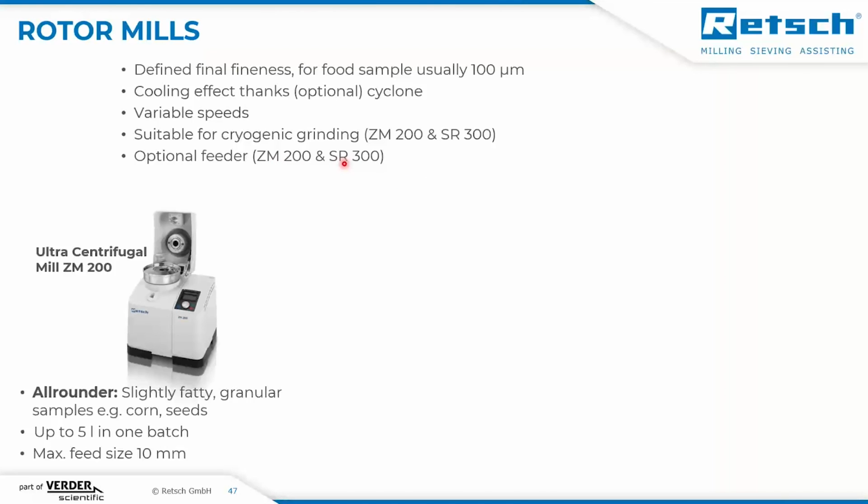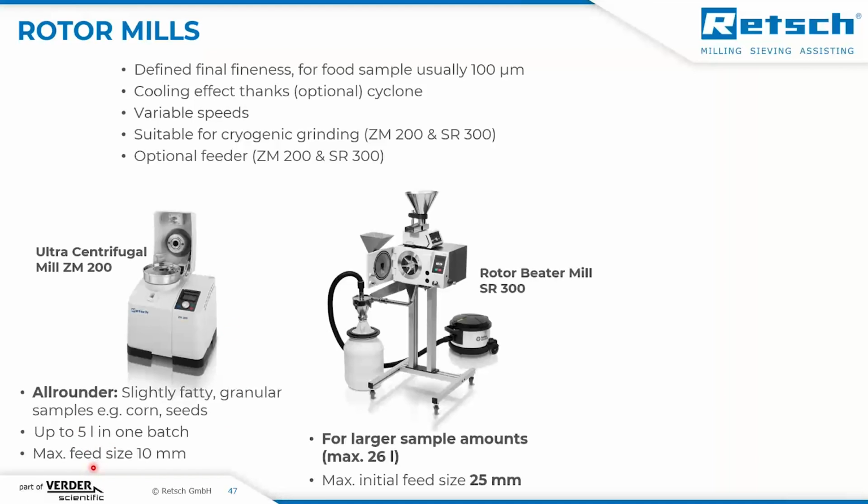The ZM200 is the ultracentrifugal mill here. It's kind of an all-rounder for sample preparation, and for food, it's used for slightly fatty granular samples, corn seeds, sugar like that. Fresh tomato or some fresh vegetables is maybe not the best idea to put in. This will be only awful, a smashed sample, not homogeneous, and the cleaning effort will not be nice. So it must be granular samples like corn or seeds. Up to 5 liter in one batch, and maximum feed size is 10 millimeter.